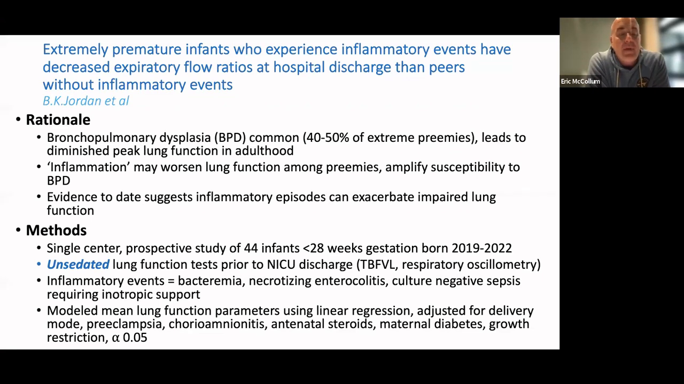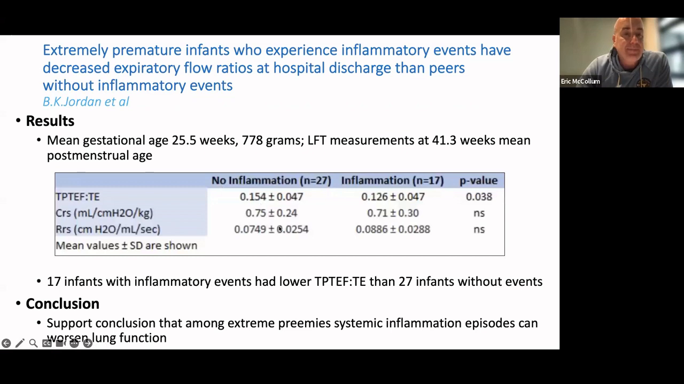They defined inflammatory events as bacteremia, necrotizing enterocolitis, and culture-negative sepsis requiring inotropic support. So remember, these are NICU infants, understandably, given their extreme prematurity. Then they modeled average lung function parameters using linear regression and adjusted for delivery mode, preeclampsia, chorioamnionitis, antenatal corticosteroids, maternal diabetes, and growth restriction, and used an alpha of 0.05 as the standard.